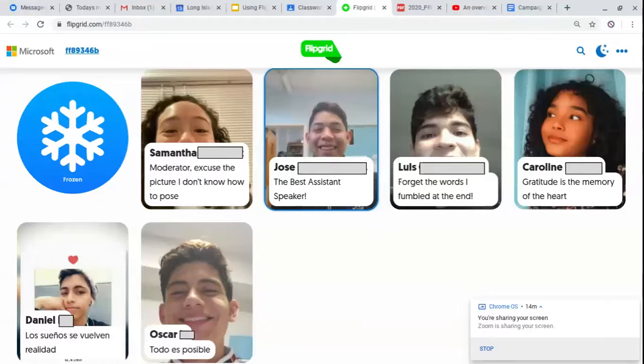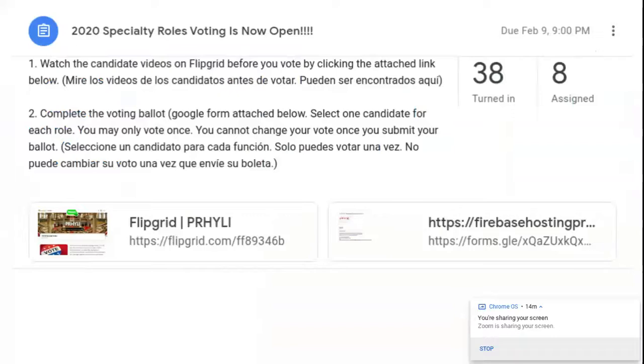Now, I'm not showing you the videos only because of the identity of students. In the videos, there's a banner and it says their name, and the students also say their name, so I didn't want to show that. But the students were able to go on and create the videos. Then all the other students were able to go on and vote. And those were our instructions: the link to Flipgrid and the Google form that we created where students can vote.